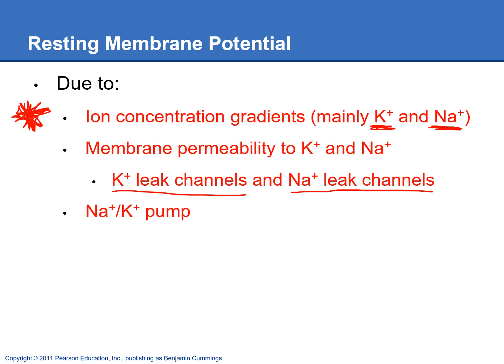And then we also have the sodium-potassium pump that will also be contributing a little bit to the resting membrane potential being a negative number. It also helps maintain the resting membrane potential at minus 70 millivolts, because it keeps the potassium and sodium concentration gradients. So this is why potassium is going to be higher inside the cell than outside, and sodium is going to be the opposite: higher outside the cell than inside.